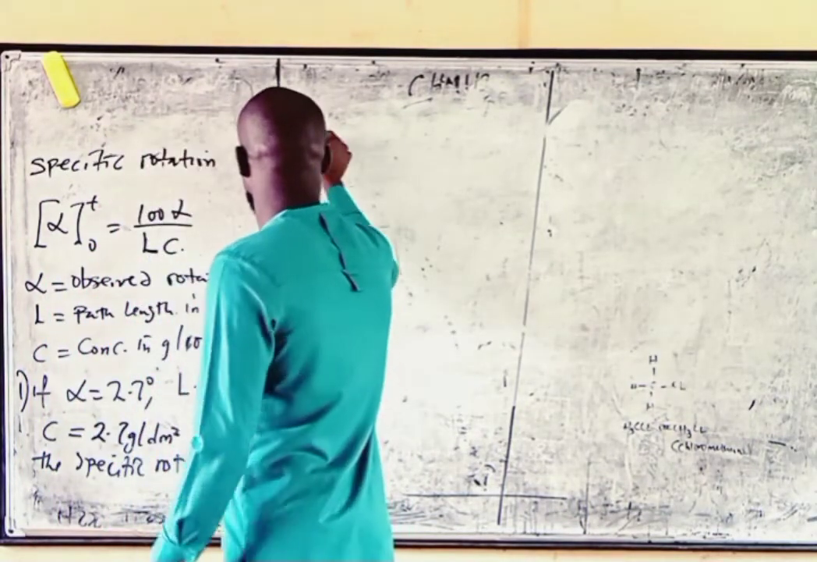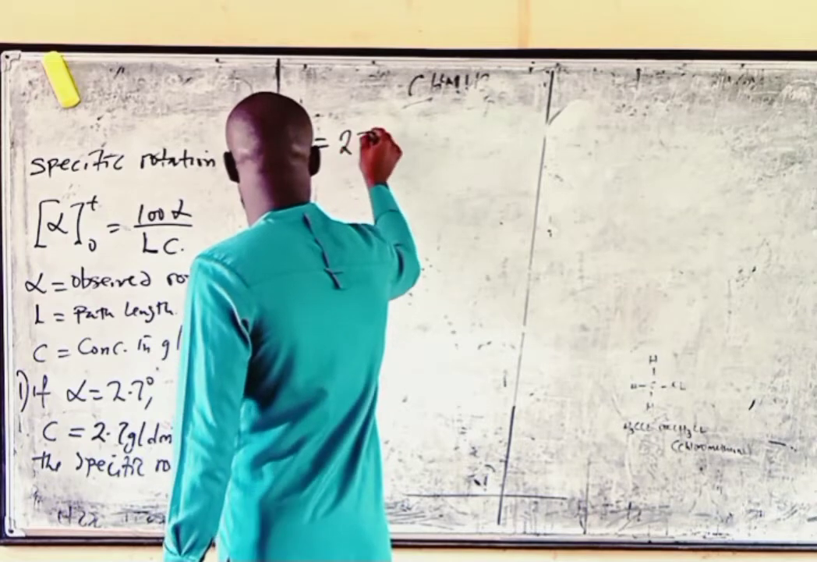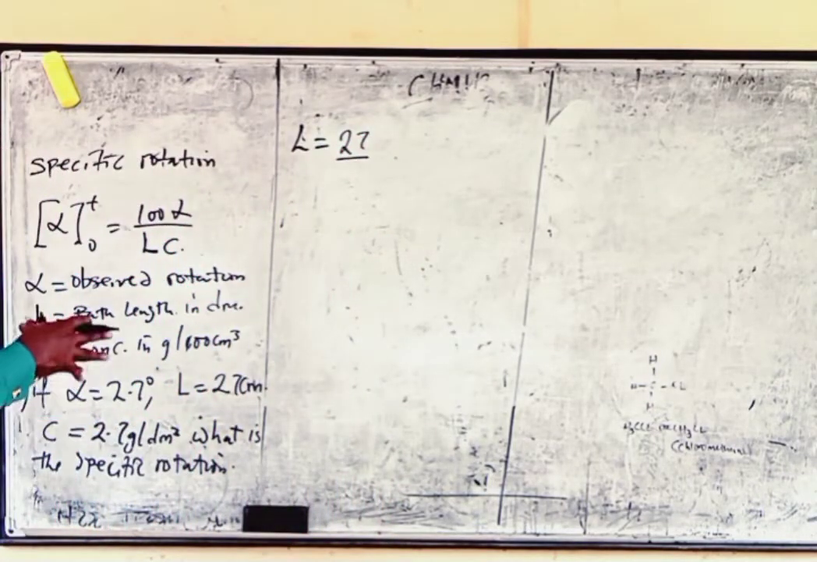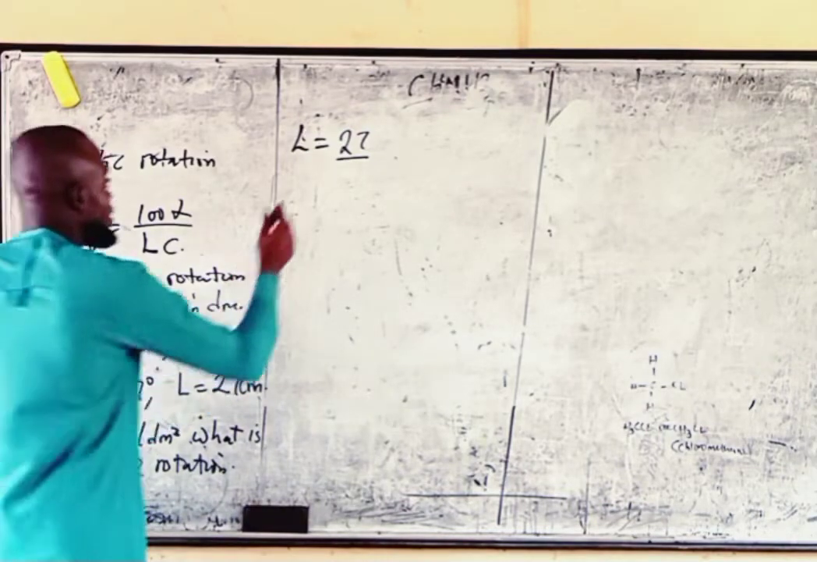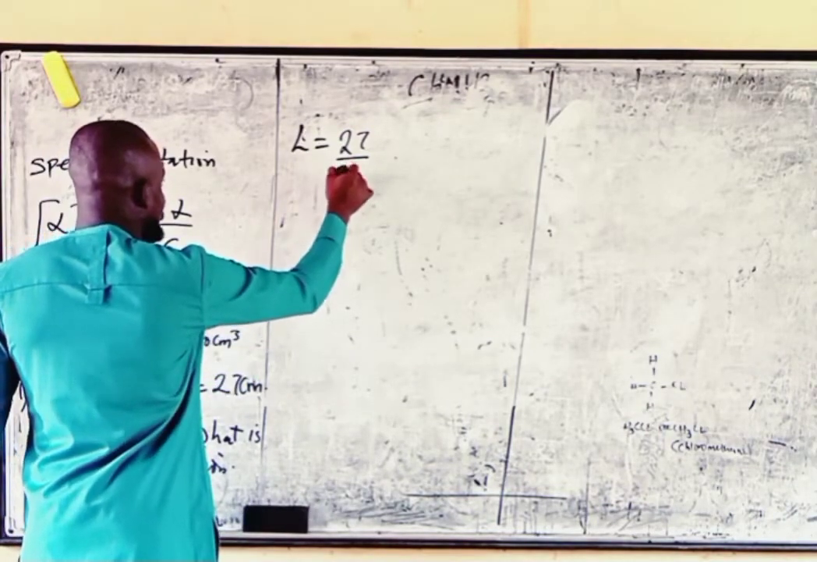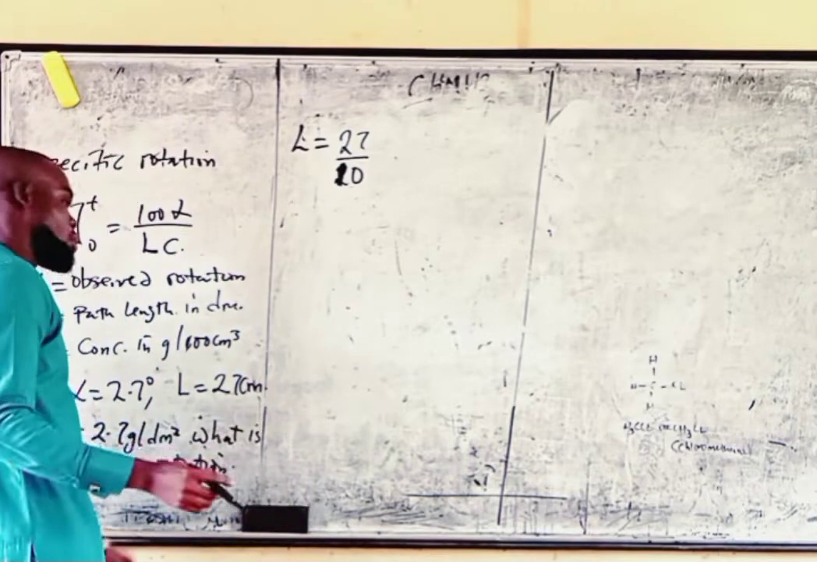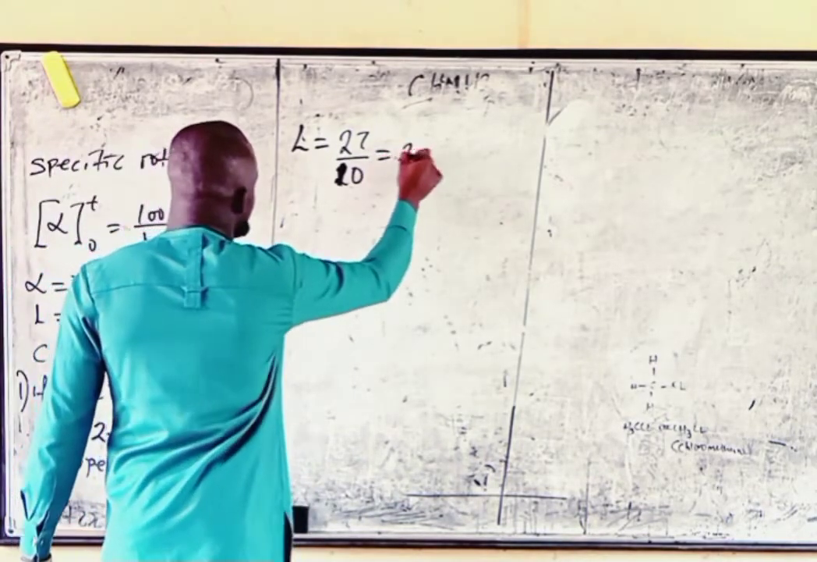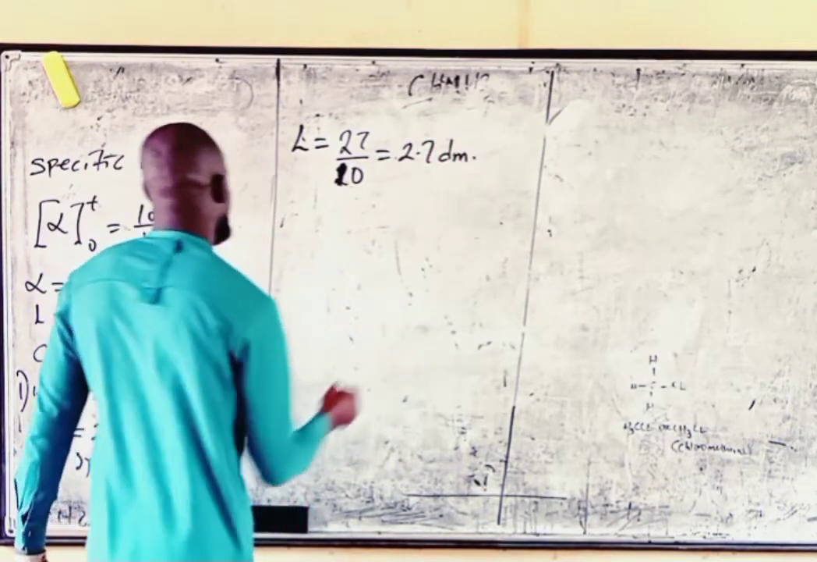Now, the length will be 27 over. How do you convert from centimeters to decimeter? You have to divide the unit by 10, because 10 centimeters will give us 1 decimeter. So this is going to give us 2.7 decimeter.